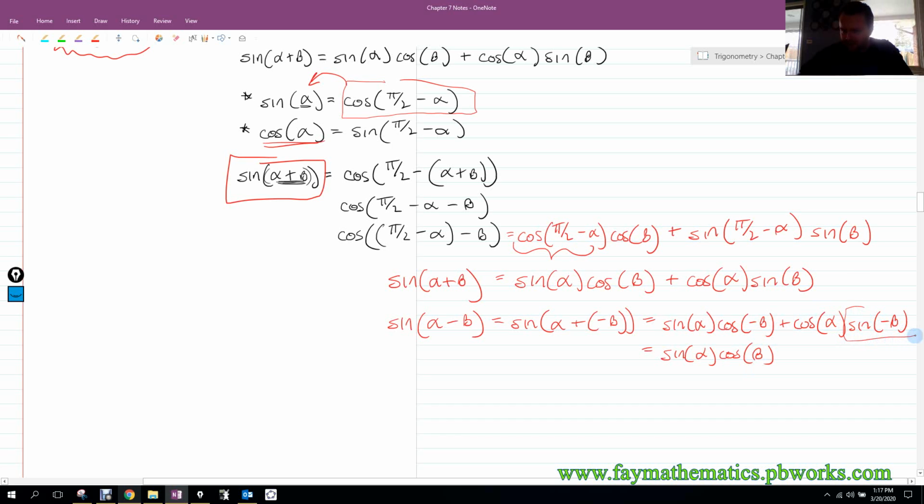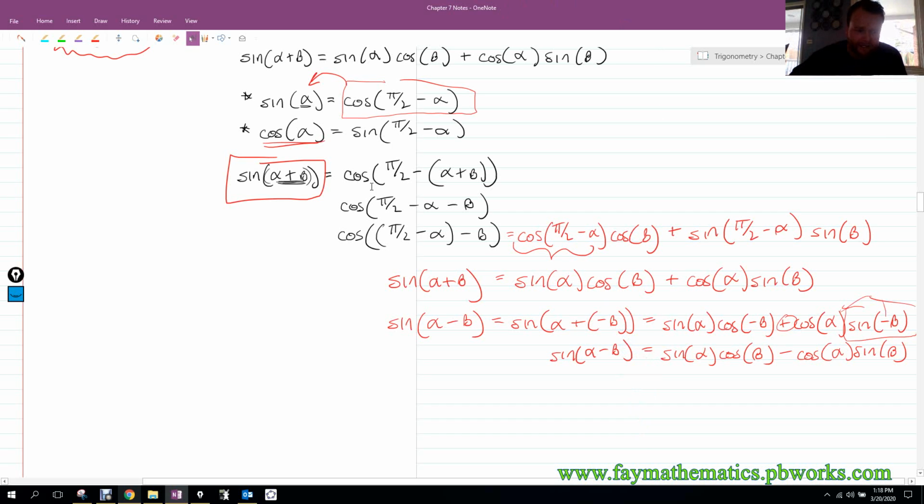And now this here, remember the sine of a negative angle, you bring the negative out in front of the sine. So it's going to come out in front of this product, so you can change that to a negative. It becomes negative cosine of alpha sine of beta. So there's where we get the sine of alpha minus beta as that rule.